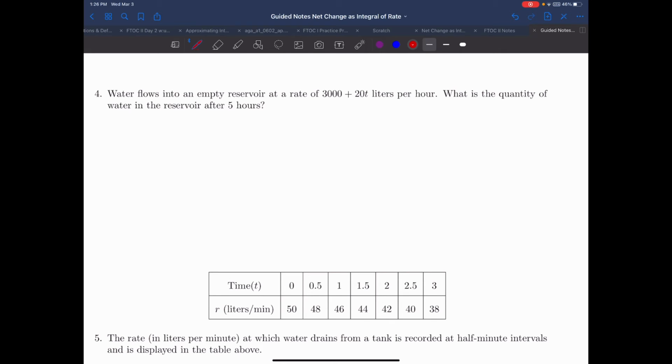So this one's kind of giving you some information. It says it's a rate of 3,000 plus 20t. And what is the quantity of water in the reservoir after 5 hours? Well, that's talking about an integral. What it's saying is, here's a rate, take the integral. So we'd have the integral from 0 to 5 of 3,000 plus 20t dt.